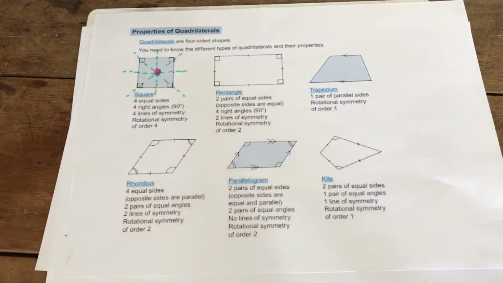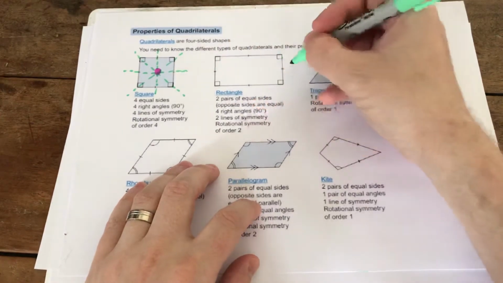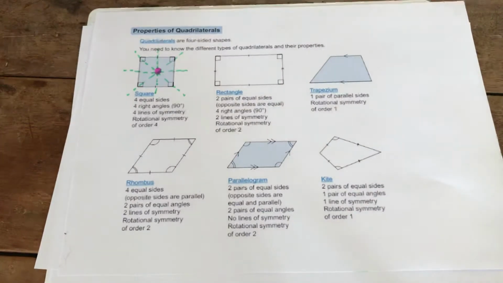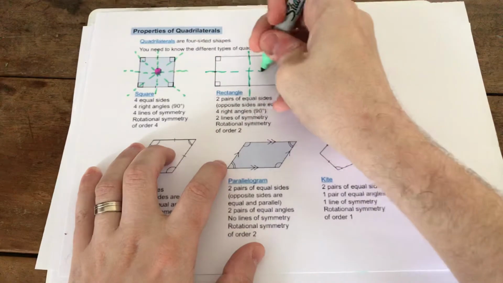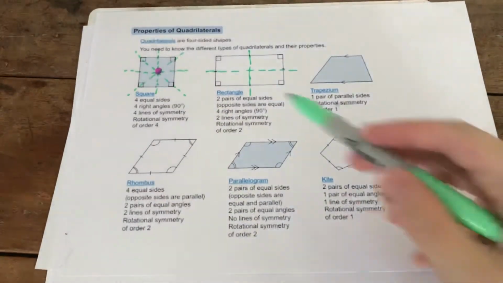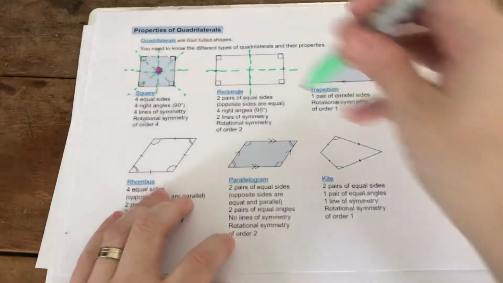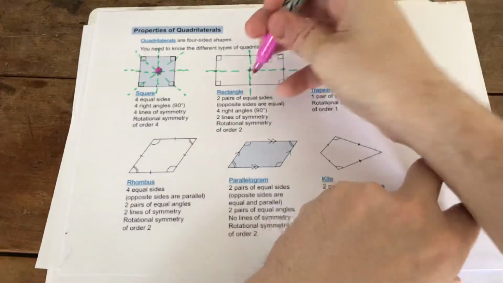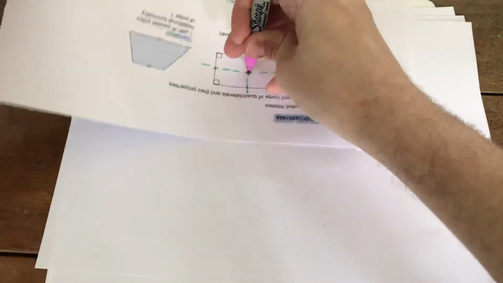A rectangle has 2 pairs of equal sides. These are opposite, and that means these ones are the same length. We have 4 right angles and we have 2 lines of symmetry. Those lines of symmetry go across like this. Notice there isn't a diagonal line of symmetry for a rectangle. And again, rotational order, if you put your pen in the middle and you turn the piece of paper, it would fit in, and I'll try and do this for you now, once and then twice.